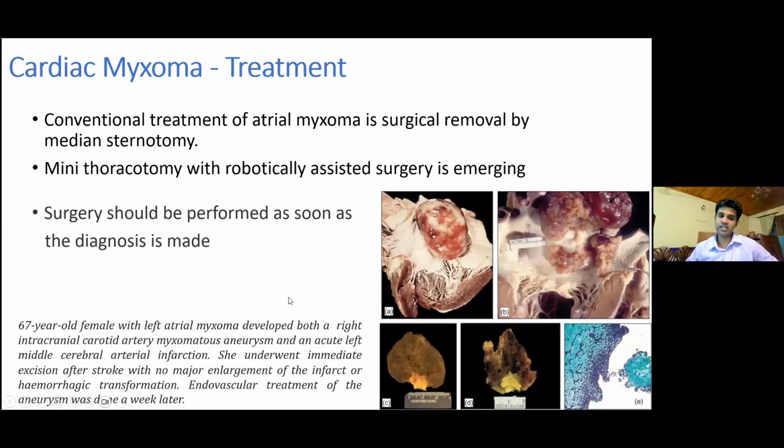Since these myxomas are notorious to cause cerebral emboli and infarctions, there's always a debate, if the patient comes with myxoma and a CVA, what's the time to operate? And now interestingly, there are studies coming up to say, even with infarction, if it is in a hyperacute phase, like let's say 28 to 40 hours onset of an infarct, these patients can still undergo surgery safely.